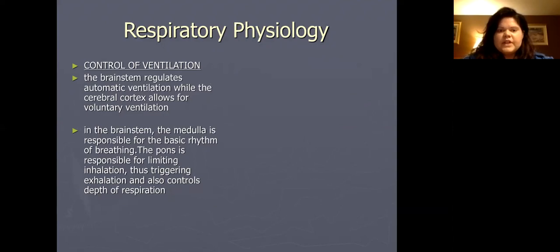So control of ventilation. The brainstem is going to regulate automatic ventilation while the cerebral cortex allows for voluntary ventilation. That's very important to know because if you have a patient with a head injury to those areas, you're going to expect them to have difficulty maintaining their airways and breathing and ventilating. In the brainstem, the medulla is responsible for the basic rhythm of breathing. The pons is responsible for limiting inhalation, and thus it triggers exhalation, also controls the depth of respiration. That's the pons doing all that.